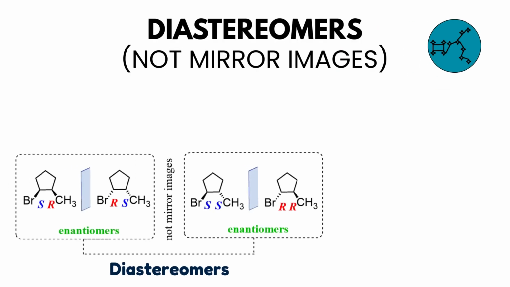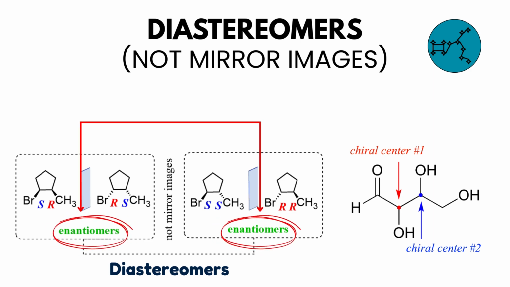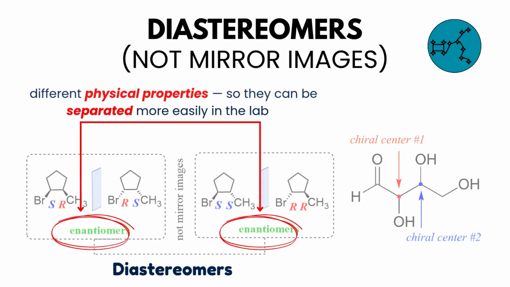Diastereomers, not mirror images. Diastereomers differ at some, but not all, chiral centers. Unlike enantiomers, they have different physical properties, so they can be separated more easily in the lab.